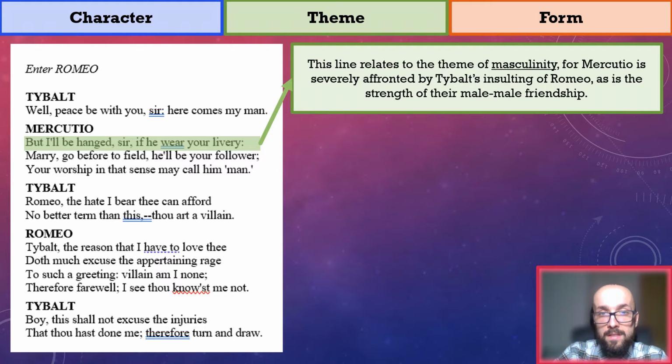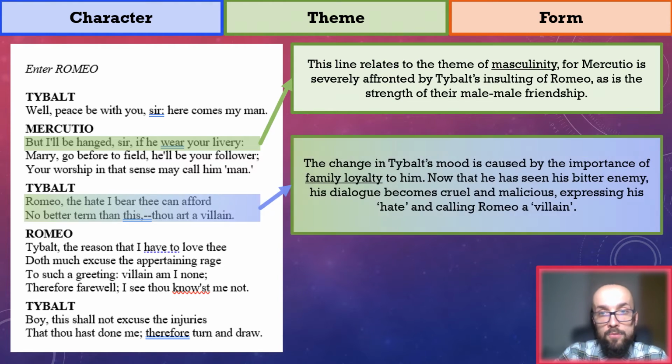The offence that Mercutio apparently feels relates to the theme of masculinity, for he has taken Tybalt's supposed insult of Romeo very personally, given the importance of male friendships and the loyalty that these were supposed to contain in Shakespeare's time. Tybalt is no longer polite in this part of the scene.